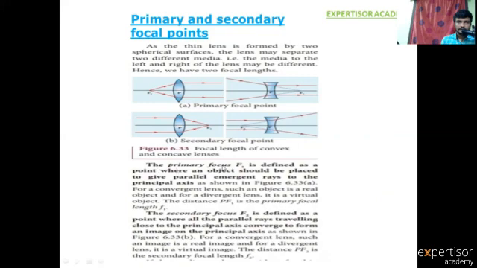The primary focus F1 is defined as a point where an object should be placed to give parallel emergent rays to the principal axis.